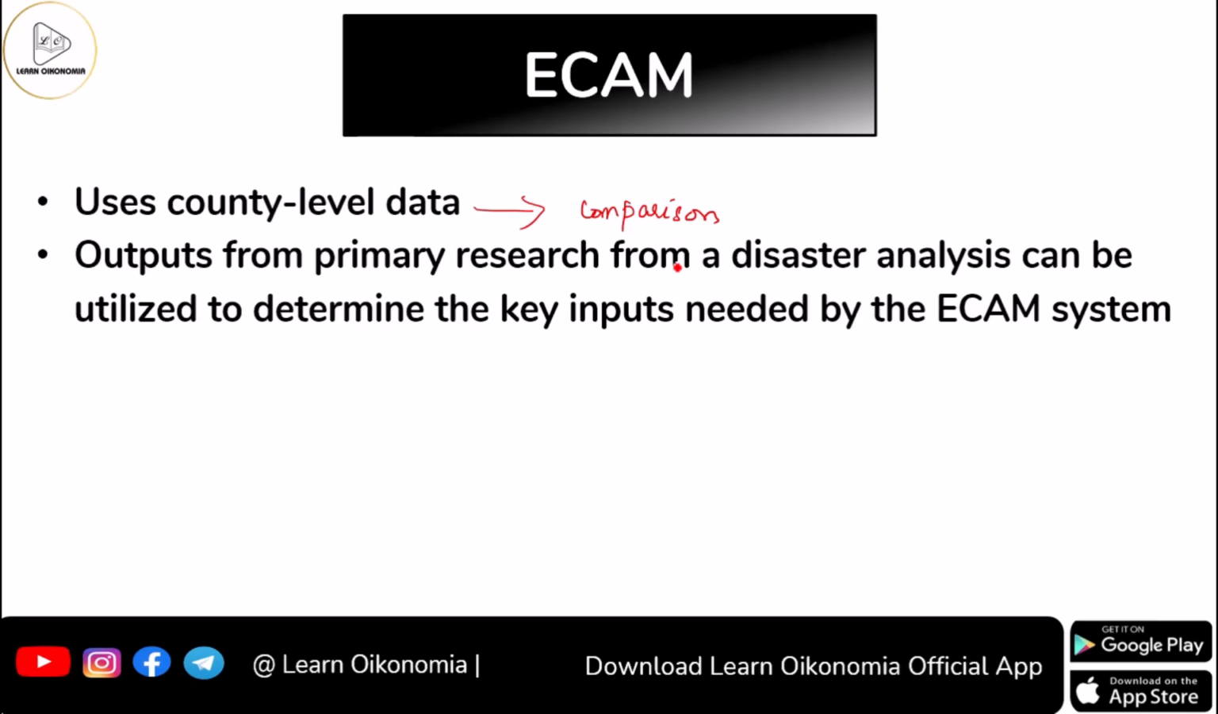So what we can do here is go for a primary research, and this primary research can be taken by considering a particular event. For example, take the case of a disaster. A disaster will have a lot of devastation and a lot of loss, and this again would have two effects.